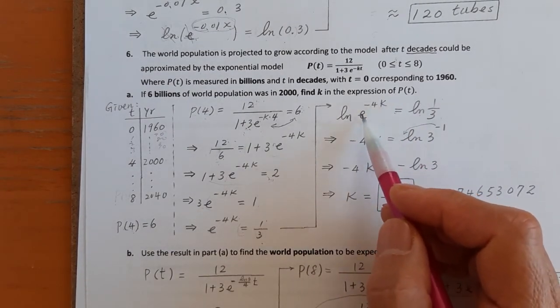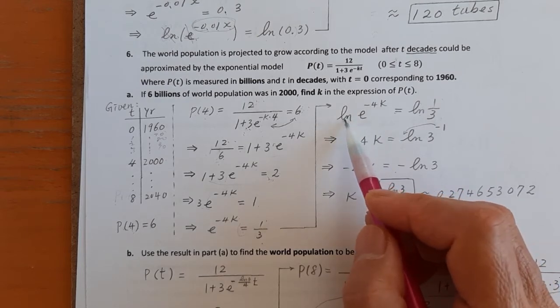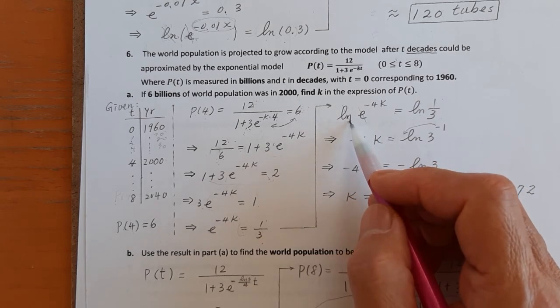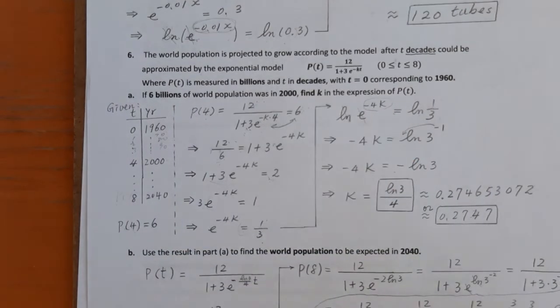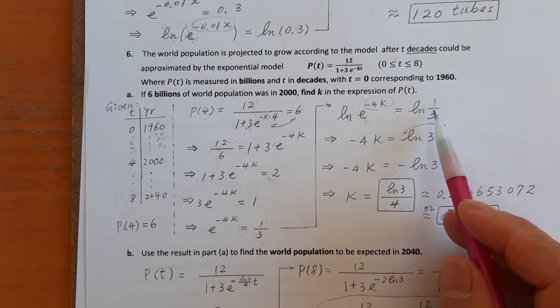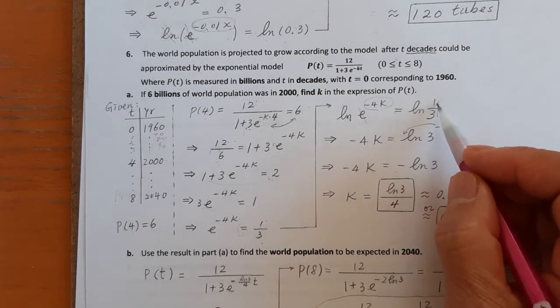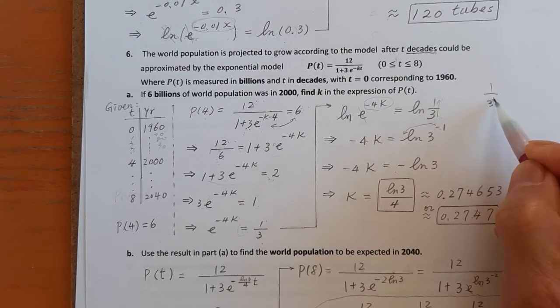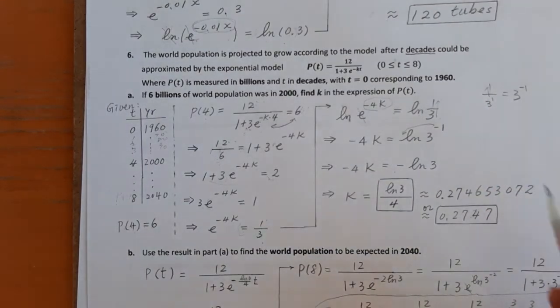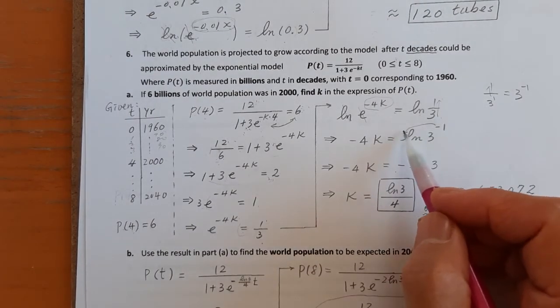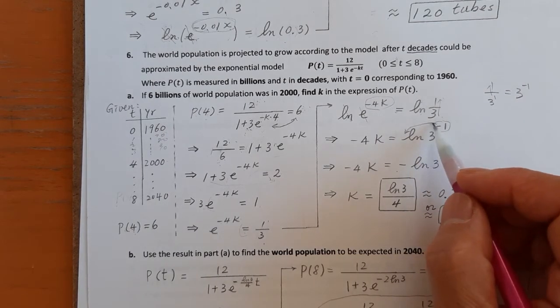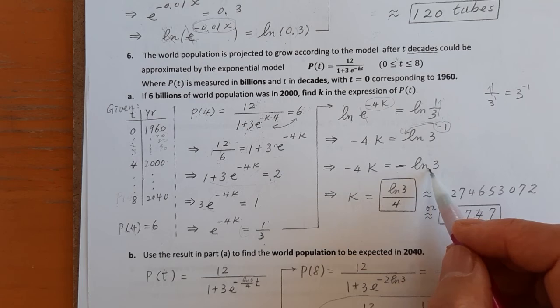The exponential function and the logarithm function are inverse to each other, so after composition it's still negative 4k, which equals ln 1 over 3. 1 over 3 is 3 to the power negative 1, moving up to the numerator. This negative 1 can come out front by the power rule of logarithms, getting negative 1 times ln 3.